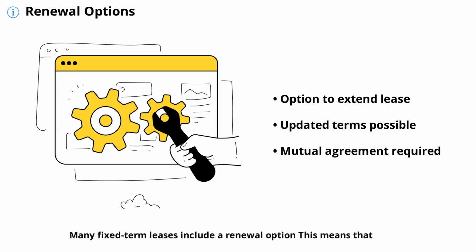Many fixed-term leases include a renewal option. This means that, as the end date approaches, the tenant and landlord can agree to extend the lease for another term, often with updated terms or rent. Renewal options provide an opportunity for both parties to reassess their needs and make adjustments if necessary.